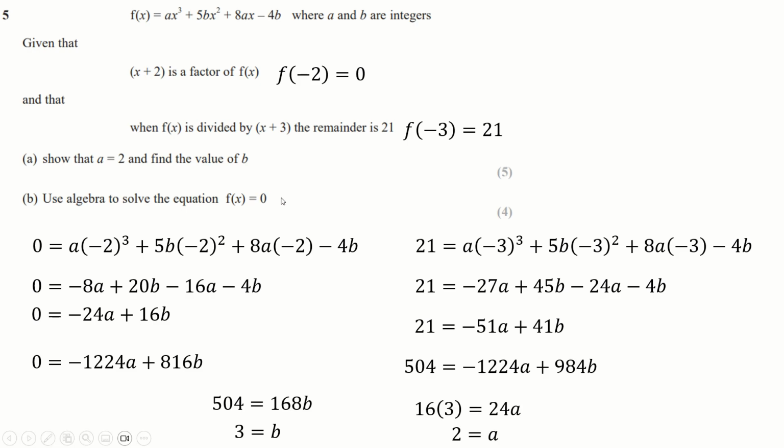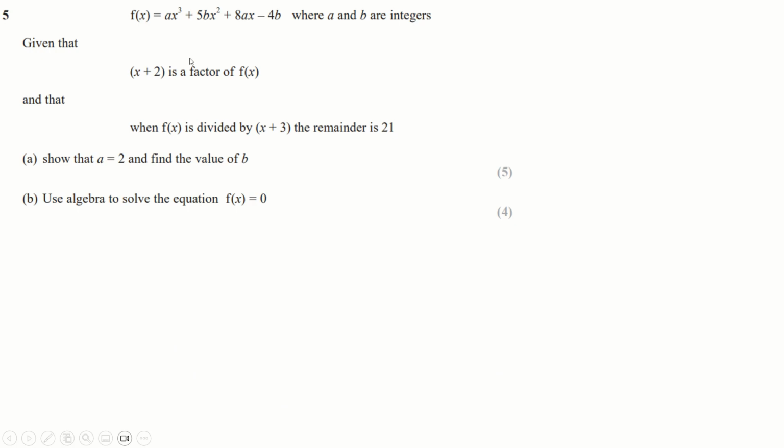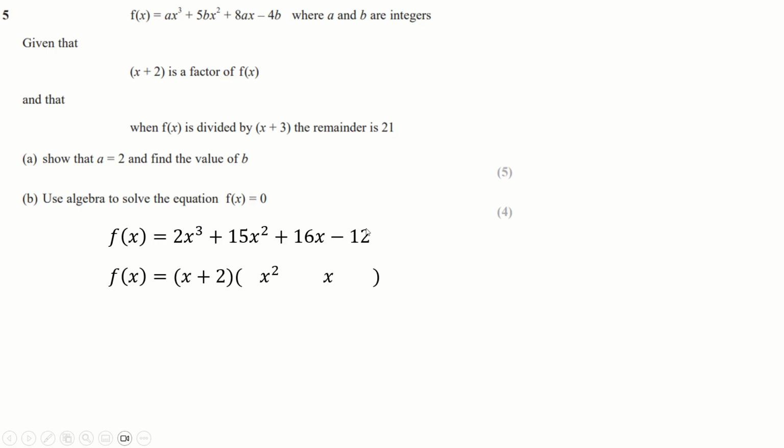Use algebra to solve f of x is 0. So we know f of x is this, which you can put the a and b into to get that. We know that x plus 2 is a factor, so this factorizes to x plus 2 times something else. Now, if you want to do polynomial division, go ahead and feel free to. I just won't because I refuse to. x times x squared makes x cubed, and it's the only way to do it.